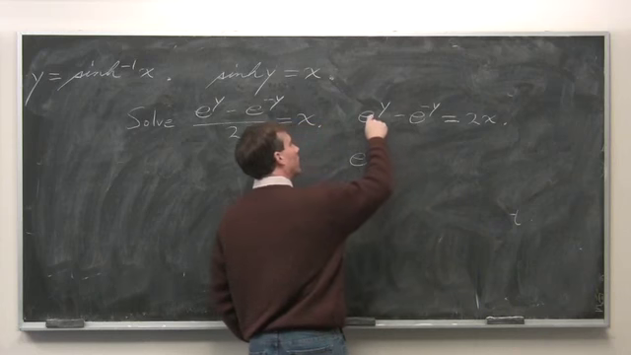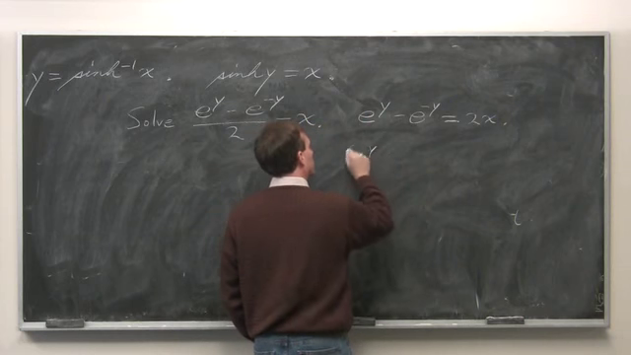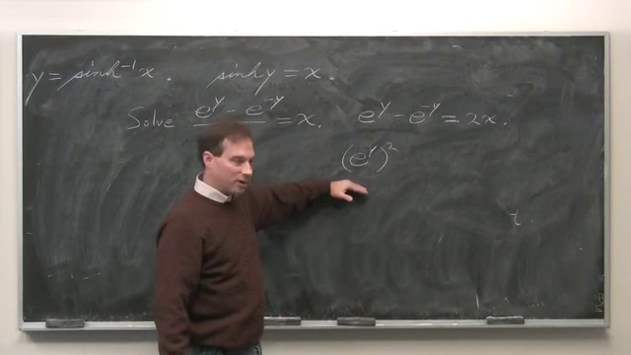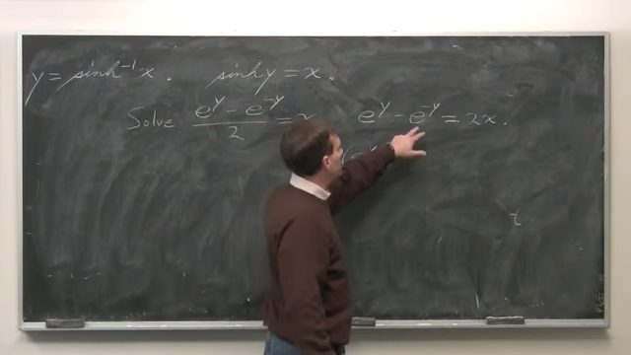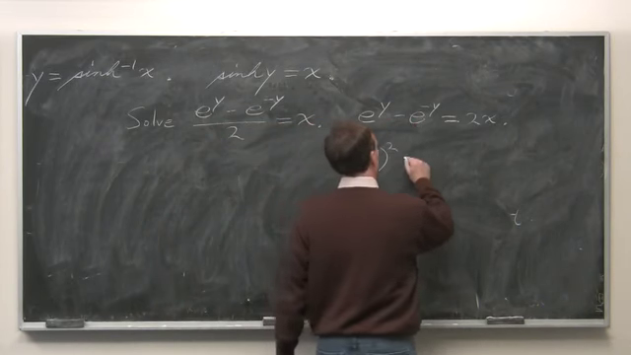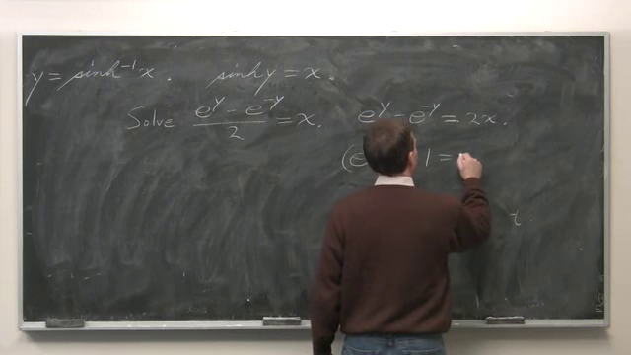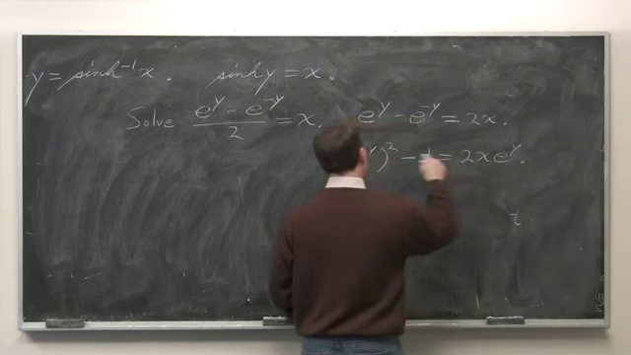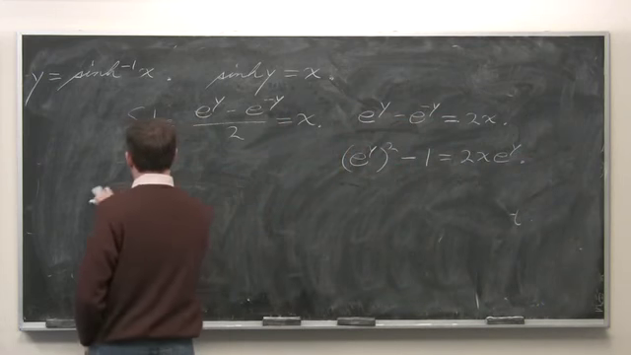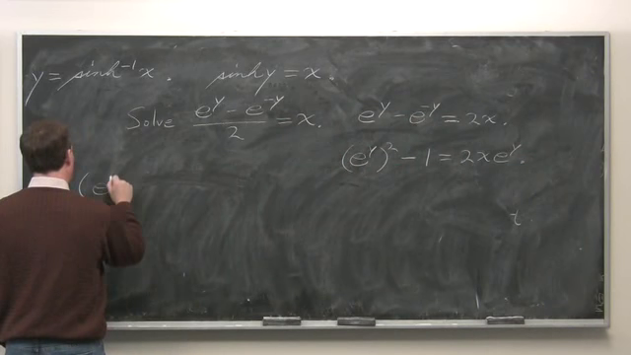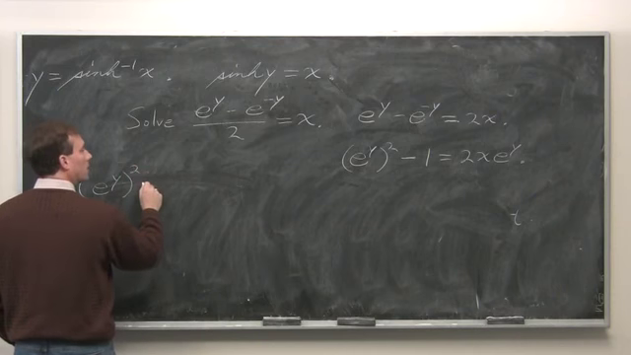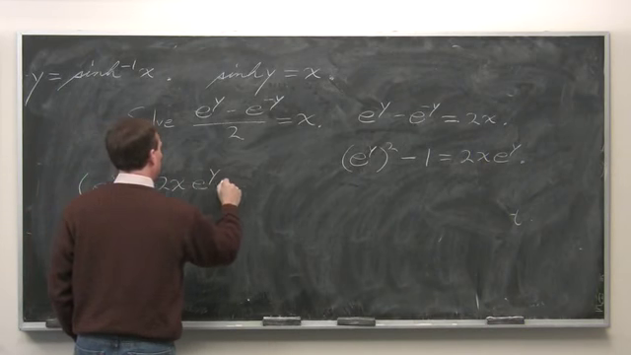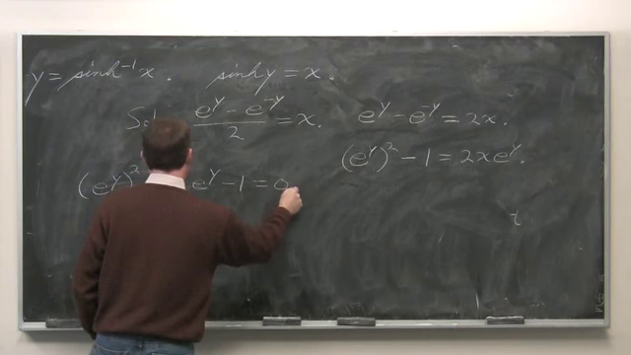Multiply through by e to the y. We get e to the y squared. Yes, that's e to the 2y, but actually it's better to leave it like this. Minus e to the minus y times e to the y, that's 1, equals 2x times e to the y. Put this part over here, and you get e to the y squared minus 2x times e to the y minus 1 equals 0.